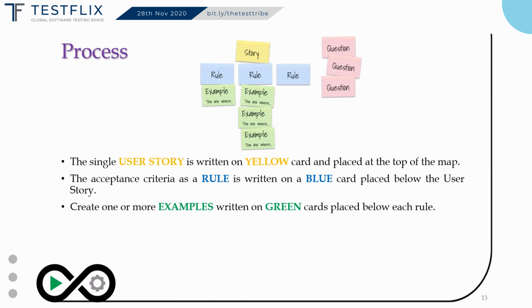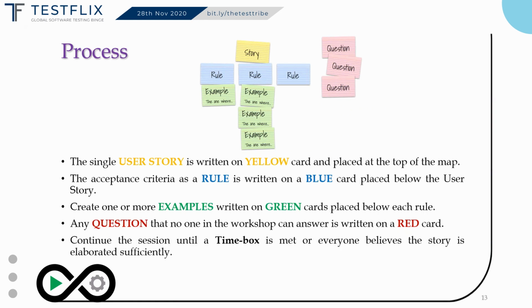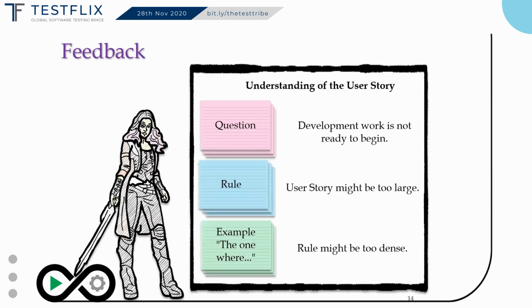They are the scenario names, the foundation of your testing. And any questions that no one in the workshop can answer are written down on those red cards. The time box is important, and at the end, you'll have that consensus point of thumbs up, thumbs down by members of the team to agree whether work is ready to begin or you need additional detail before the story is ready to go. You have additional benefits to example mapping.